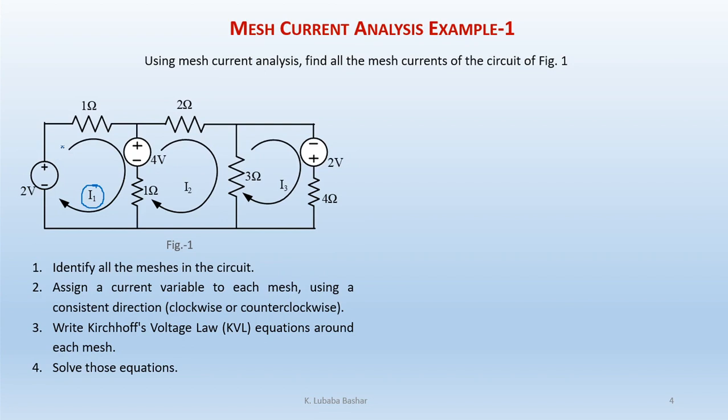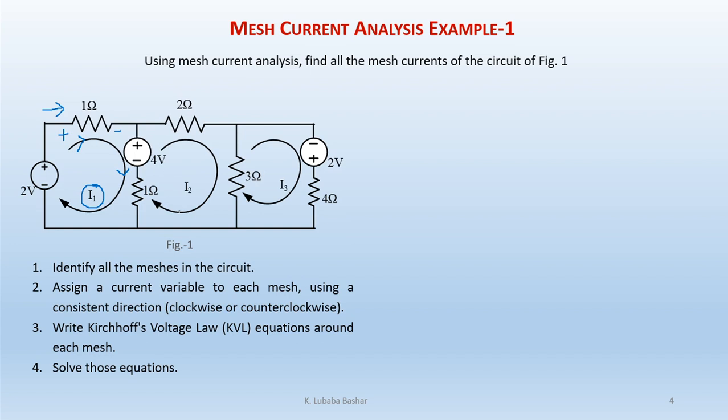It is easy to assign the voltage polarity across this 1 ohm resistor. We know that only I1 is flowing through it, and it is flowing in a clockwise direction, so it is entering from this end of the resistor. We can easily assign a plus sign here and a minus sign here. What about this 1 ohm resistor? You can see that I1 is entering from the upper part of the resistor and I2 is entering from the bottom part of the 1 ohm resistor.